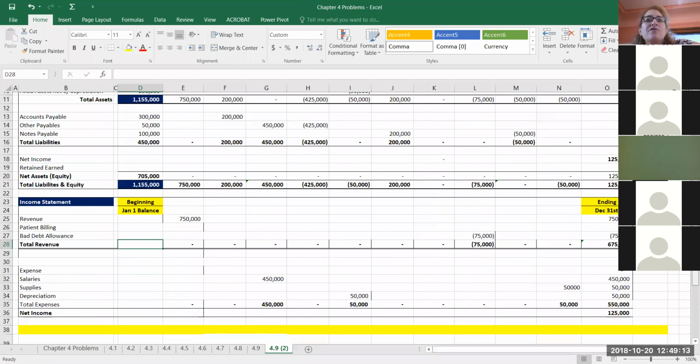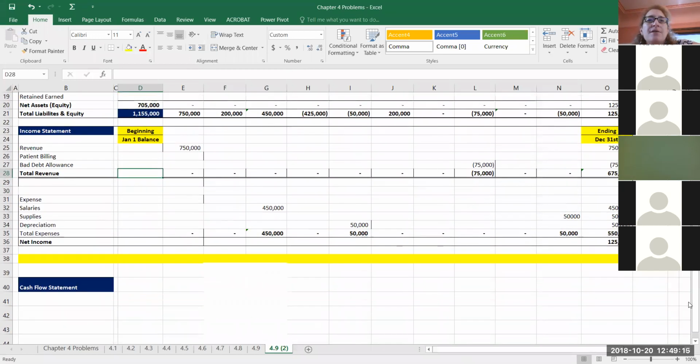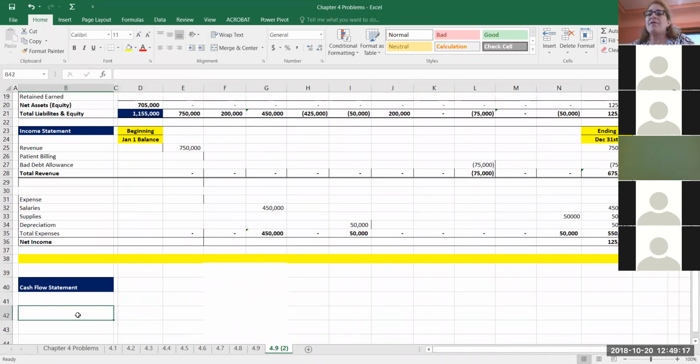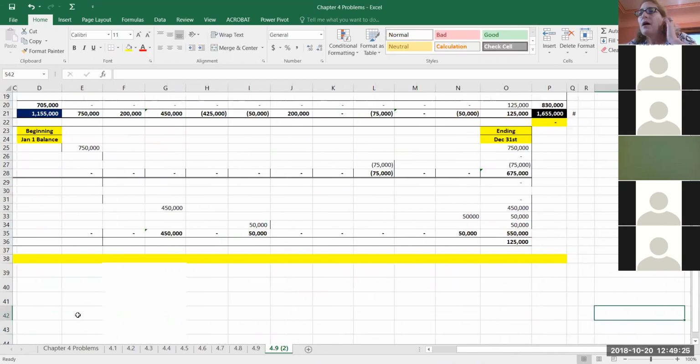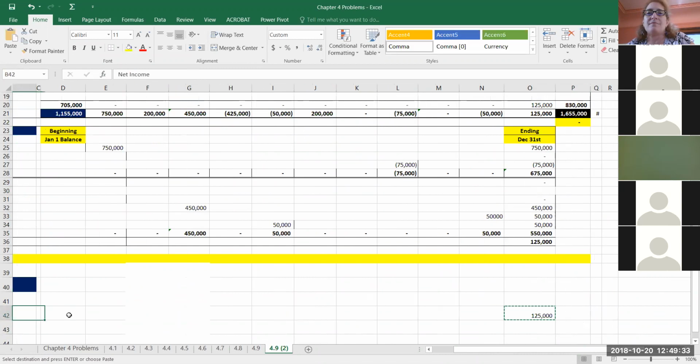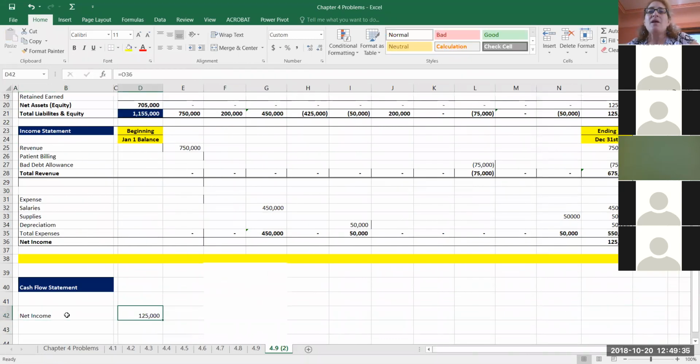Okay, so what we do with the cash flow, we'll come back down here. So cash flow, we always start out with our net income, okay? That's the first place we start. So what we're saying is, hey, we generated $125,000 worth of income, okay? And actually, maybe I'll start over here. Let's start over here, okay? That's what we generated for the year, okay?